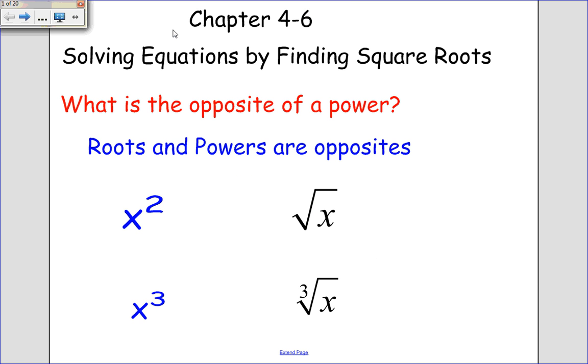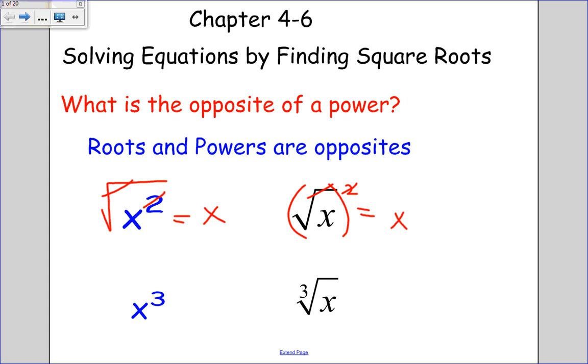Now, if I have x squared, how do I get rid of the power of 2? I get rid of it by taking the square root. In other words, the square root and the power of 2 cancel out to give you x. How do I get rid of the square root of x? I'm going to square it, and that's going to cancel out to give you the x.